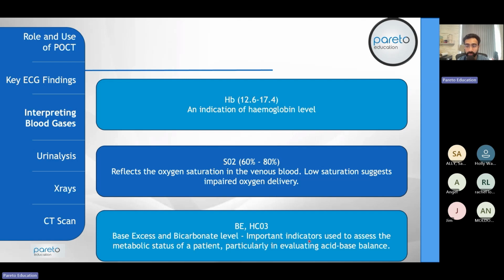From a blood gas point of view. I want to spend a little bit of time talking about venous blood gases and just a few cases before we go for our break.